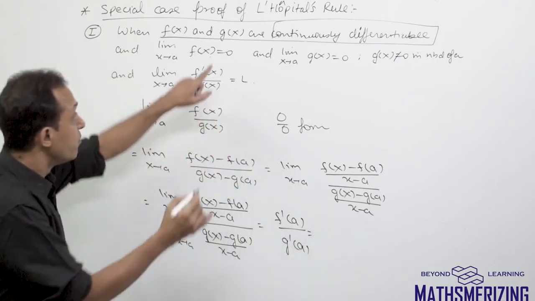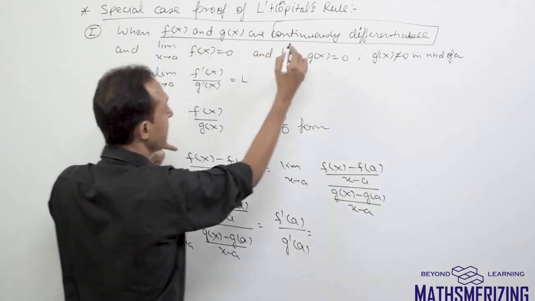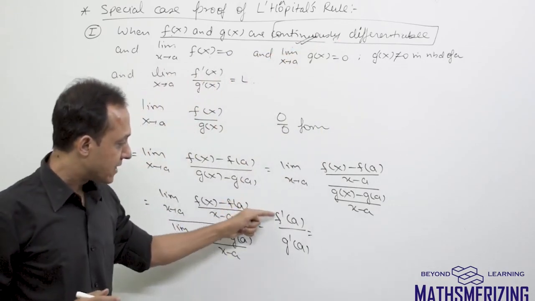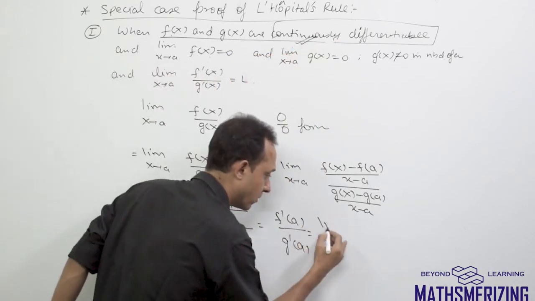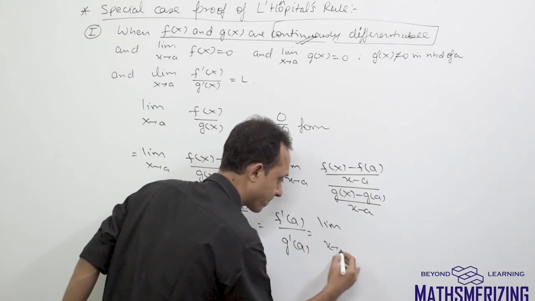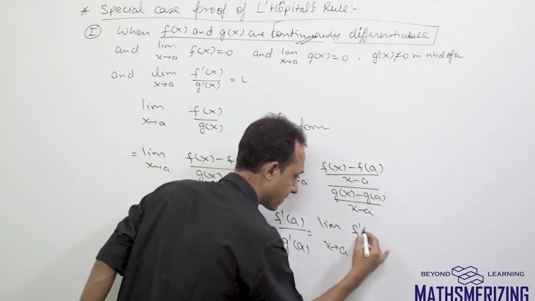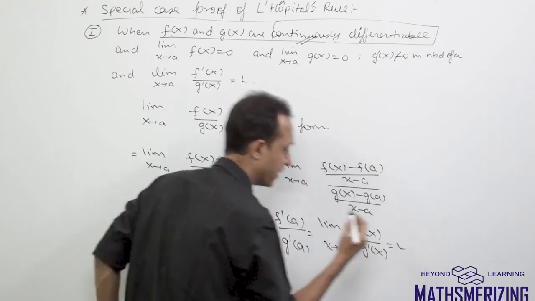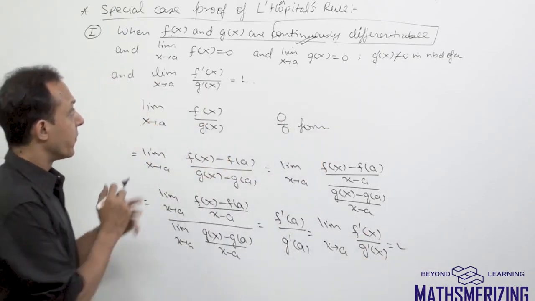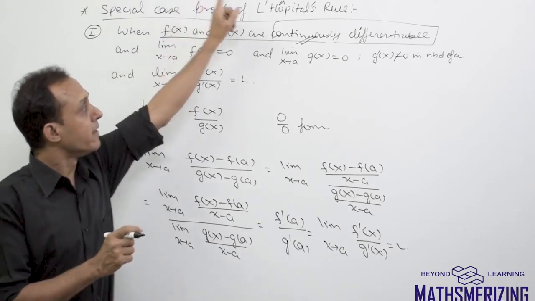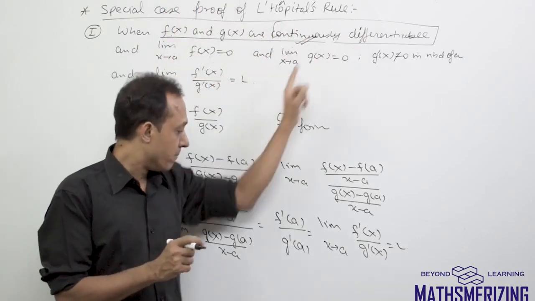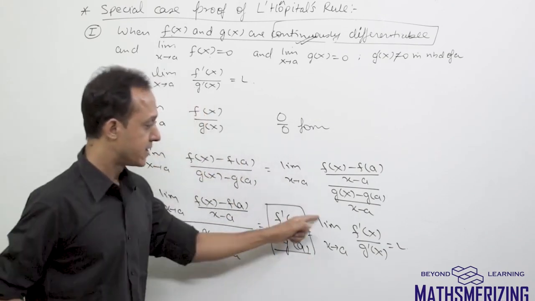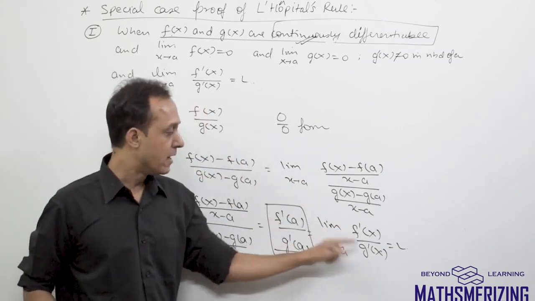Now, because we have assumed that these functions f(x) and g(x) are continuously differentiable, I can say this: f'(a) upon g'(a) is actually equal to limit x tends to a f'(x) upon g'(x), and that should be equal to L. So the condition that the functions should be continuously differentiable is required because we want to express this f'(a) upon g'(a) as limit x tends to a f'(x) upon g'(x).